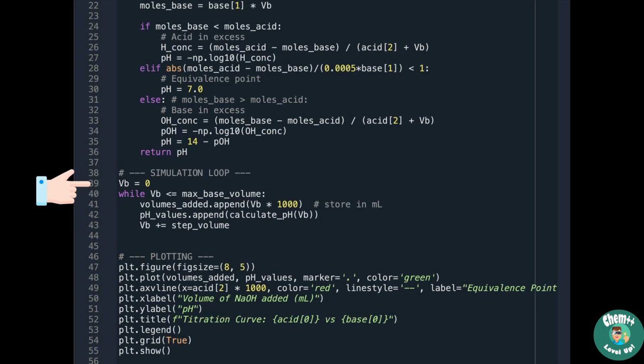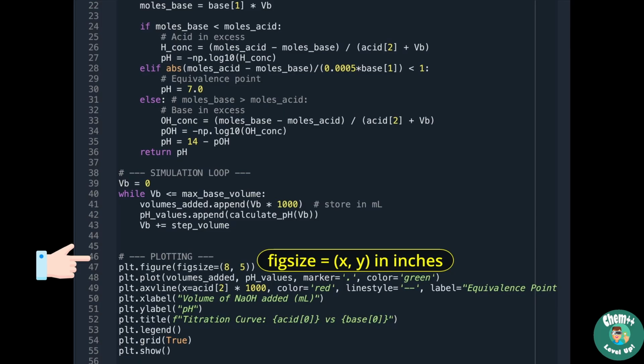With our function constructed, we use a simple while loop to incrementally drip our base into the virtual flask, scaling our volume stored to milliliters so it makes intuitive sense on a graph. Now, let's use Matplotlib to instantly visualize our hard-earned numerical arrays. Look how clean this setup is. We initiate a canvas using plt.figure, plot our values with a green line marked with points, and use plt.axvline to drop a clean dashed vertical red line right at our theoretical equivalence point, 25 milliliters. Add some axis labels, turn on the grid so we can read the inflection points easily, and call plt.show.